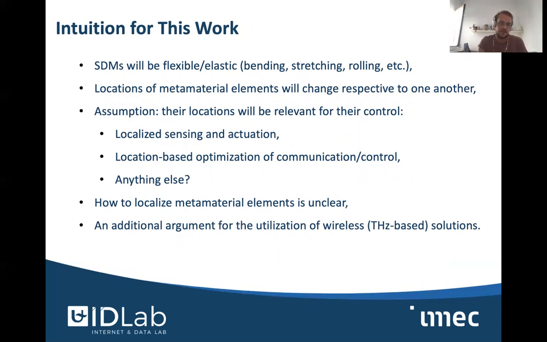And we make an assumption to an extent. We are not certain what we're saying is correct, but we believe that the information about the stretch, bend, roll, the changing of the position of the elements with respect to one another is going to be important. We see several potential directions where this could be important. One is localized sensing and actuation. If you think about traditional wireless sensor networks, the location where the reading from a sensor was taken is important, and it has been a subject of extensive research.